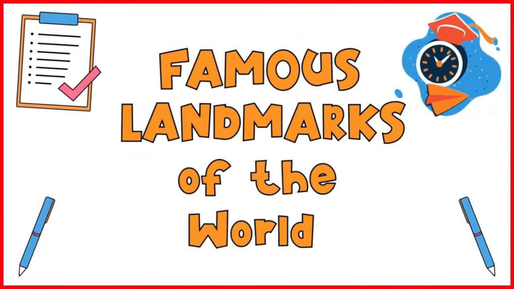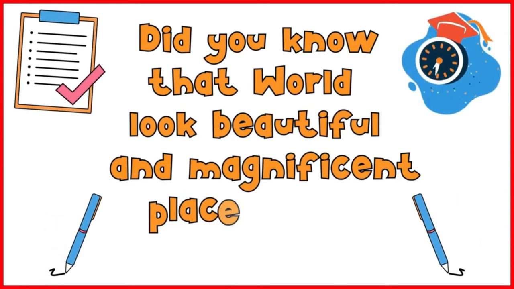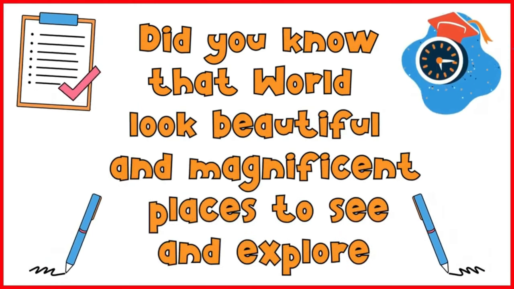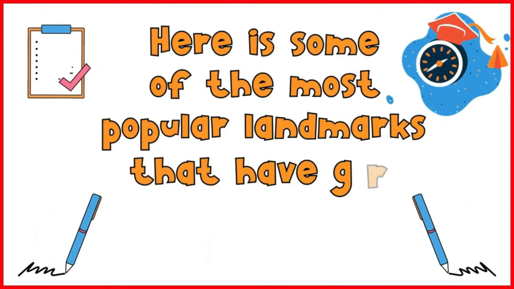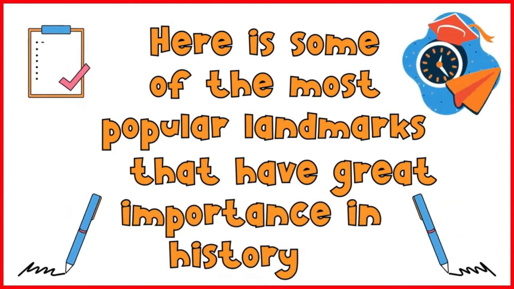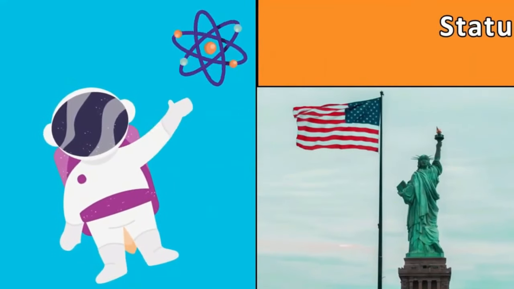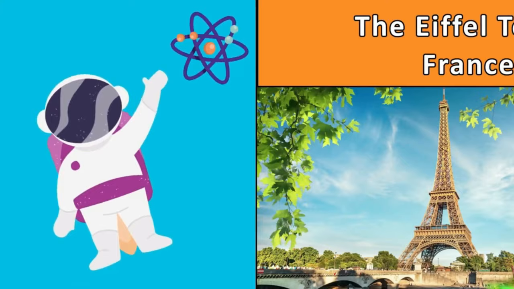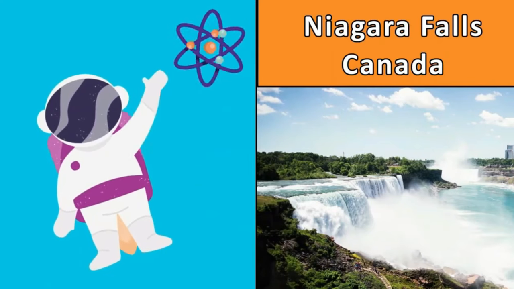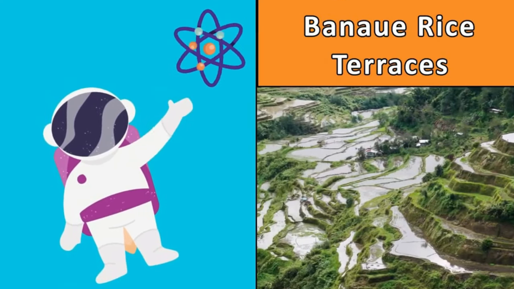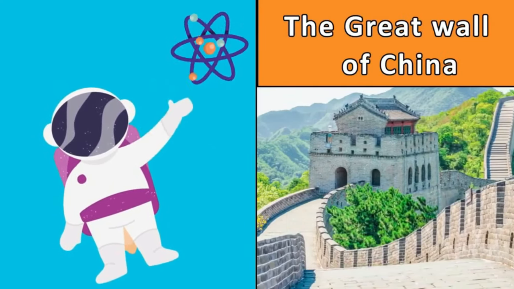Landmarks of the world. Hi kids, did you know the world is full of beautiful and magnificent places to see and explore? Here are some of the most popular landmarks that have great importance in history. Statue of Liberty, USA. The Eiffel Tower, France. Pyramid of Giza, Egypt. The Niagara Falls, Canada. The Banaue Rice Terraces. The Taj Mahal, India. The Great Wall of China.